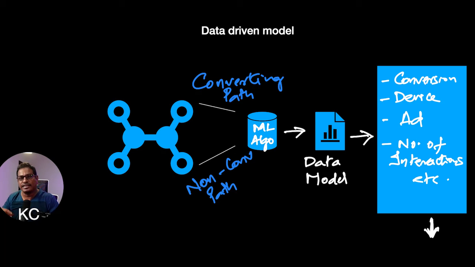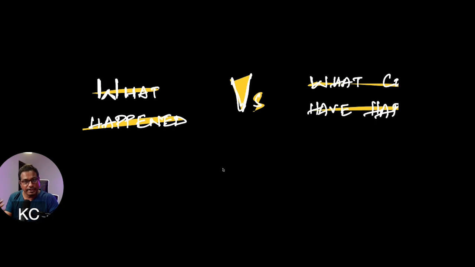Now this data model is derived based upon factors like conversions, conversion path, what devices were being used, or what devices people came from, the number of interactions, what ad creative is responsible, etc. And based upon all these factors, a data model is generated. Once this data model is generated, the system compares what happened with what could have happened to determine what touch points are most likely to get you conversions. This model attributes conversion credit to these touch points based upon the likelihood of conversions to happen.